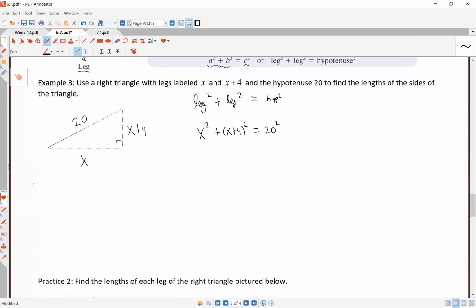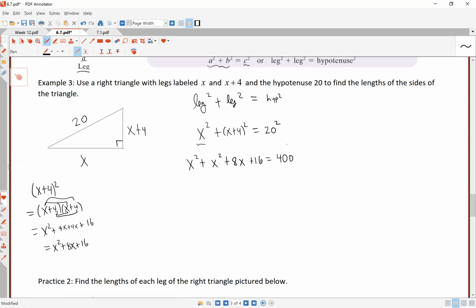So be careful. Remember, when you square a binomial, you rewrite it twice. And we get x squared plus 4x and 4x is 8x, and then plus 16, giving us x squared plus 8x plus 16. So we got the first x squared, then we have the x plus 4 squared, which is x squared plus 8x plus 16. And 20 times 20 is 400.